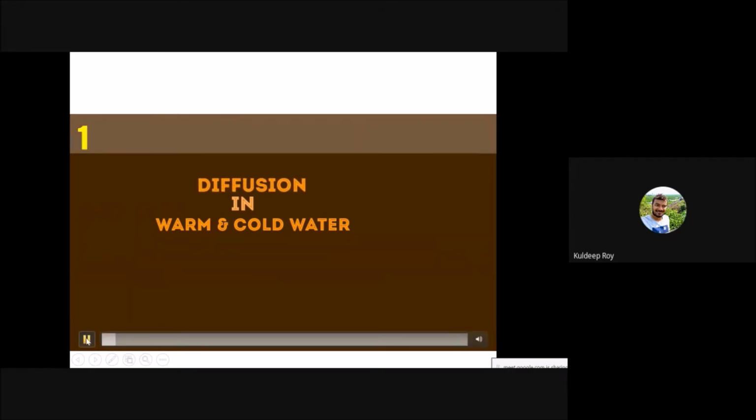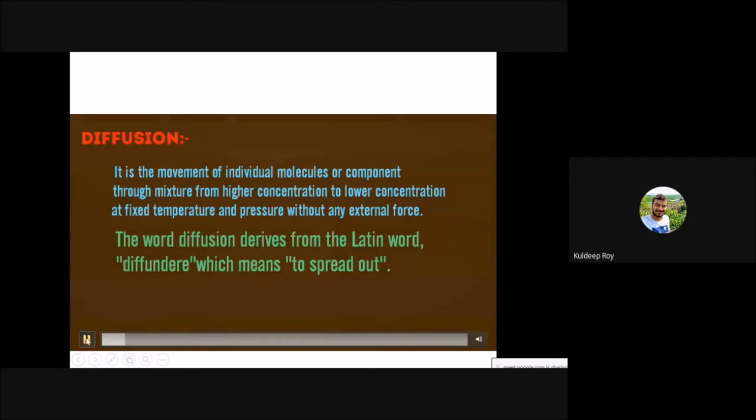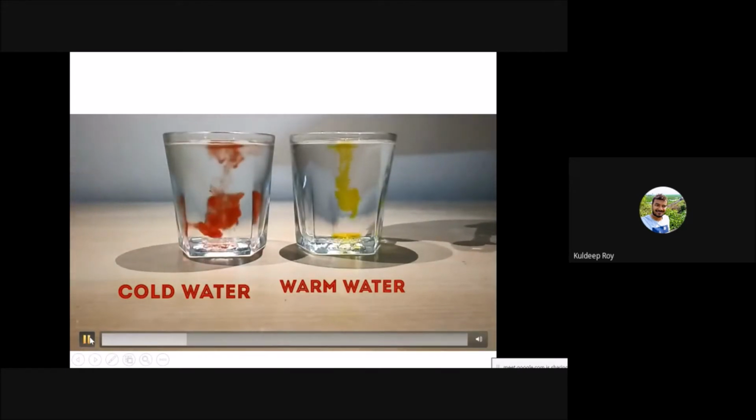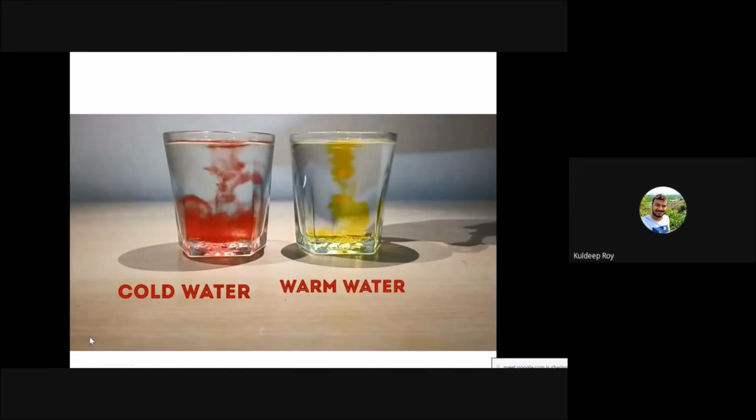We will take two kinds of fluid. One will be the hot fluid, another will be your cold fluid. Now let's see. Now this one is your cold and this one is hot. What we did, we added some kind of pigment or dye. Now you can see.